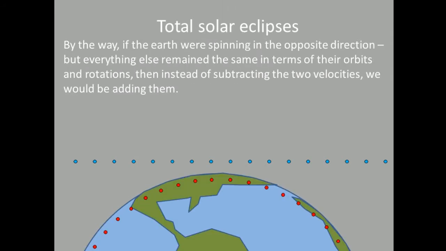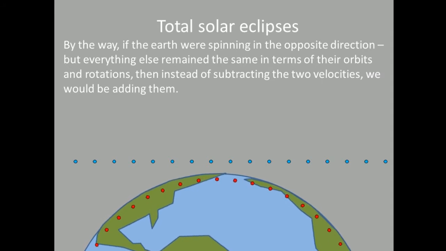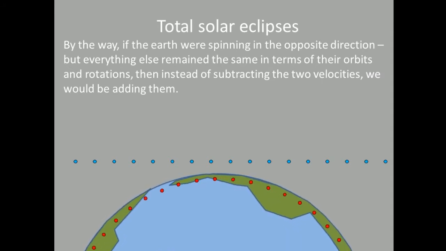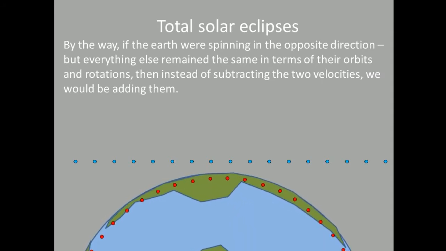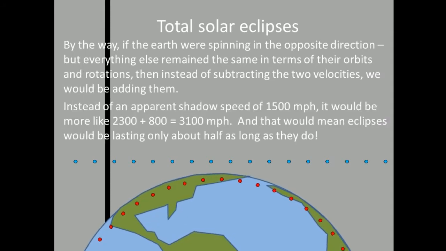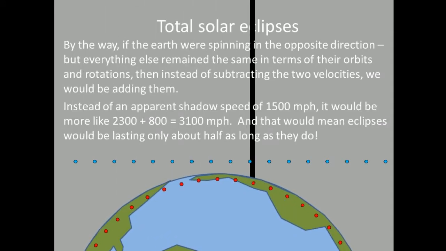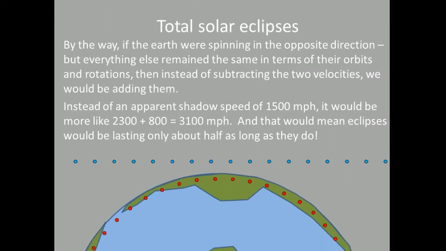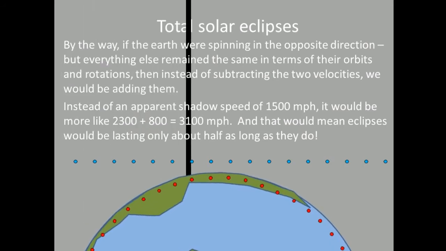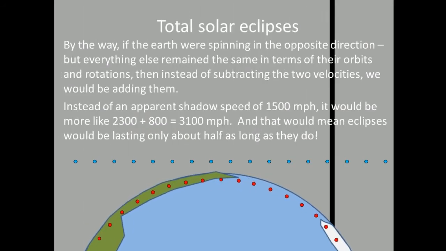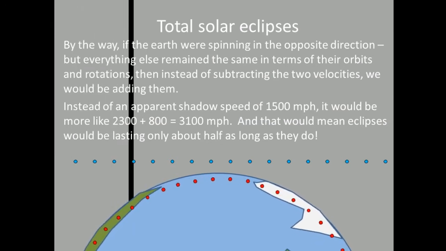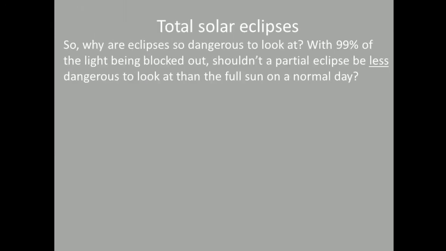By the way, if the Earth were spinning in the opposite direction, but everything else remained the same in terms of their orbits and rotations, then instead of subtracting the two velocities, we would be adding them. Instead of an apparent shadow speed of 1,500 miles per hour, it would be more like 2,300 plus 800, 3,100 miles per hour, and many eclipses would be lasting only about half as long as they do.